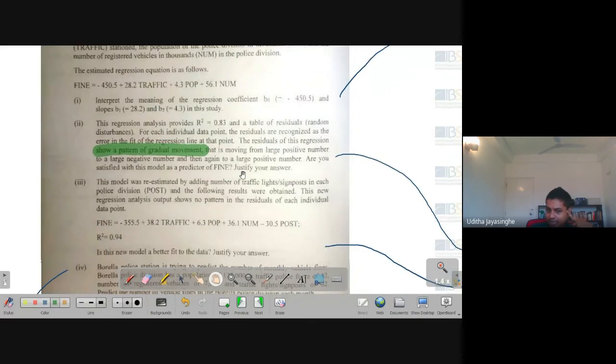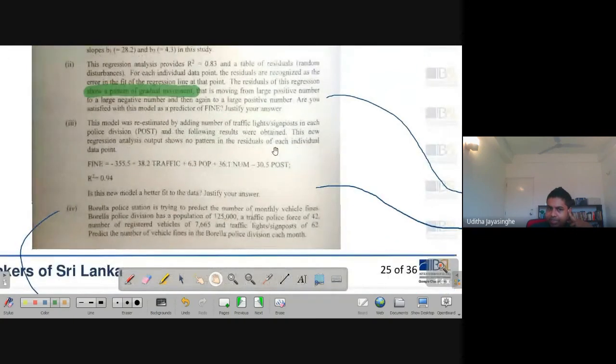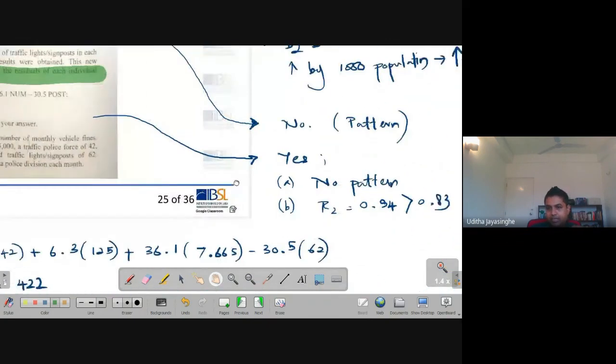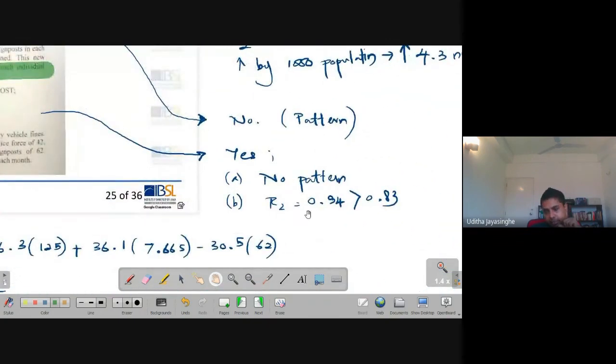In the third part, I think they are bringing in a new variable, like the POST signposts. Now with this, R square has gone to 0.94, and it is now clearly saying there are no patterns in the residual for each individual data point. Now we are happy, we can agree. And it's two things. One, there is no pattern, and second, this new R square is much higher than 0.83.